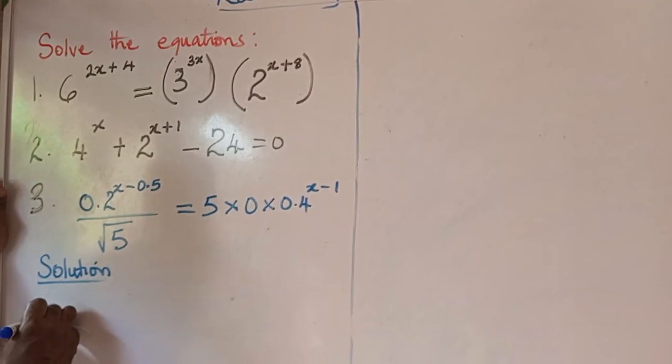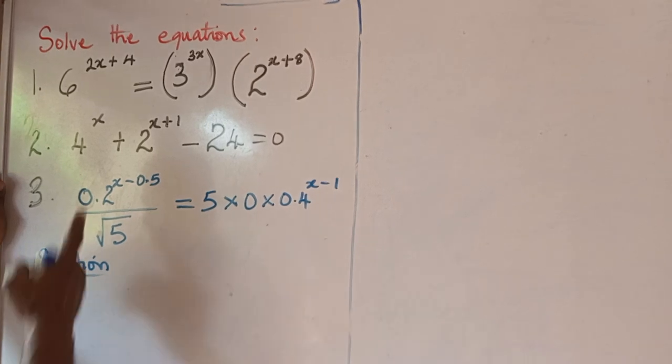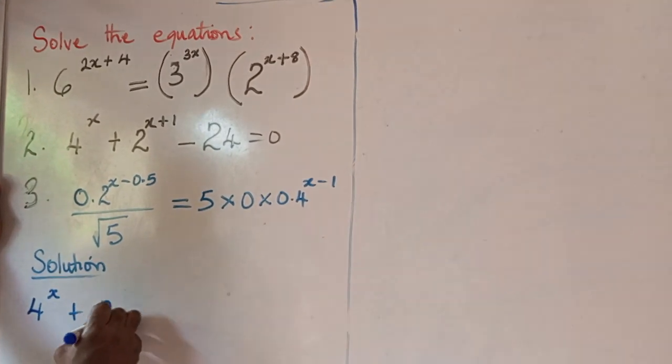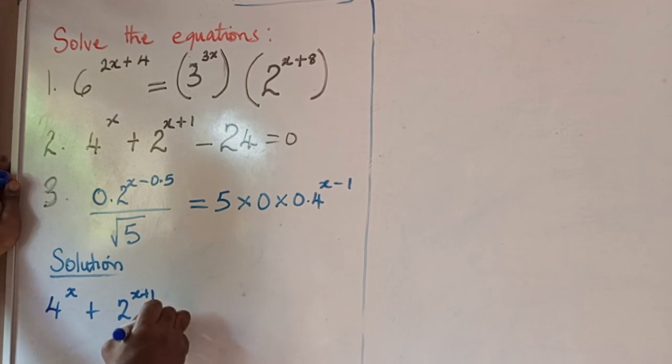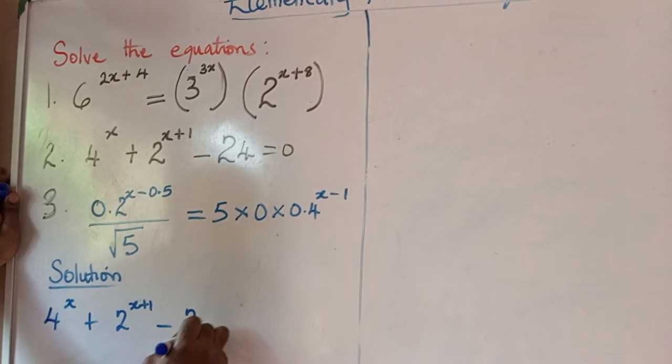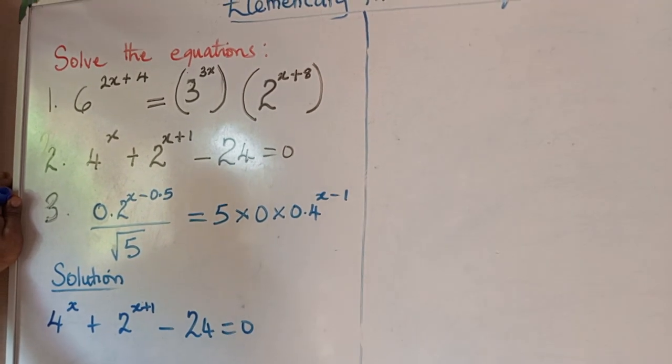Now let's look at question 2 on the board. We are told to solve the equation 4 raised to the power x plus 2 raised to the power of x plus 1 minus 24 is equal to 0.